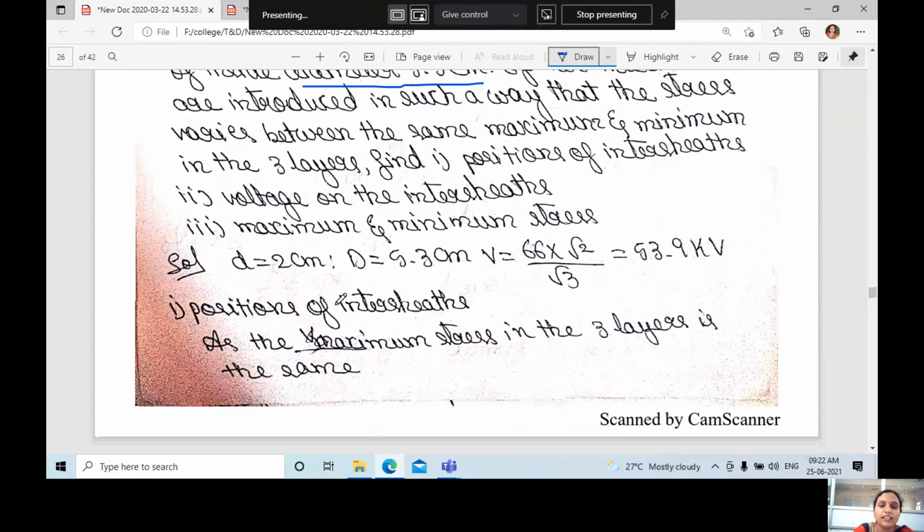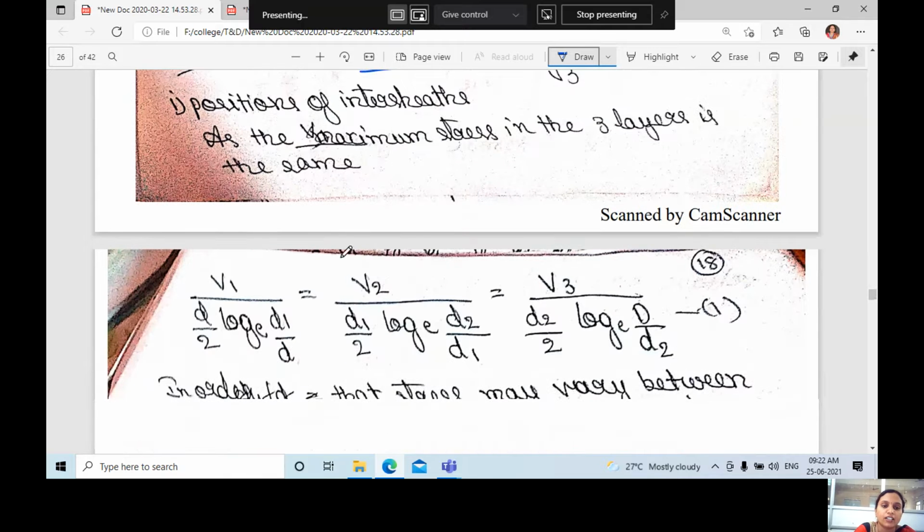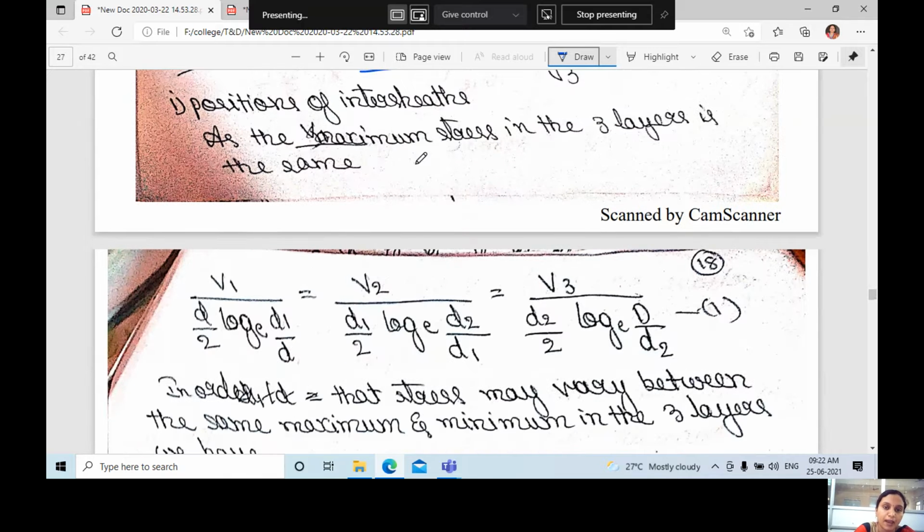Okay, first, d is equal to 2 centimeter, capital D is equal to 5.3 centimeter, and V is equal to 66 into square root of 2 divided by square root of 3, which gives 53.9 kV. First we shall find the maximum condition. The maximum stress in the three layers is the same, they are saying. So the formula is G1 max is equal to G2 max is equal to G3 max. They have just substituted the equation.